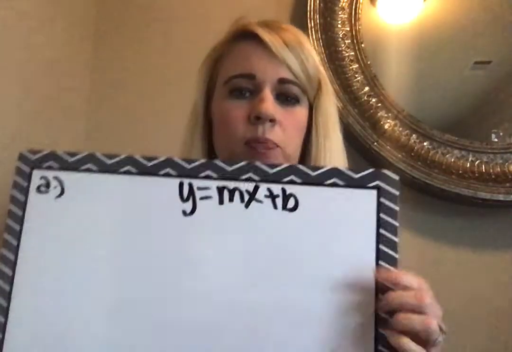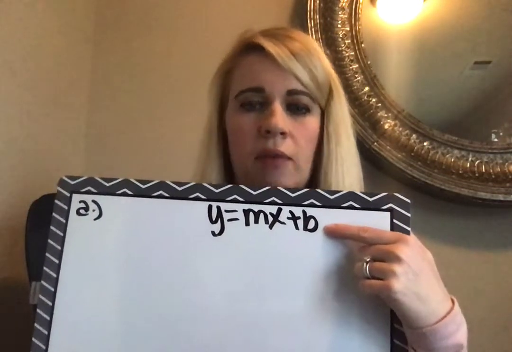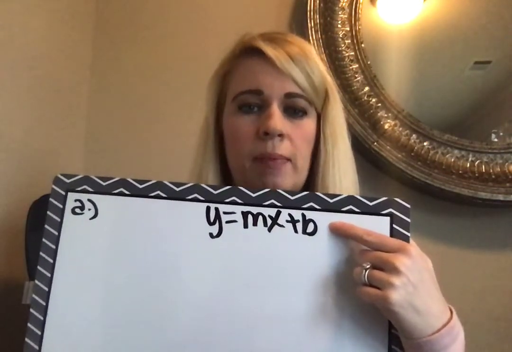It says, write an equation to represent the relationship between X, the number of months at the gym, and Y, the total cost of the membership. Remember that slope is always written as Y equals MX plus B. So this is the original equation, that's not for A, but this is Y equals MX plus B.